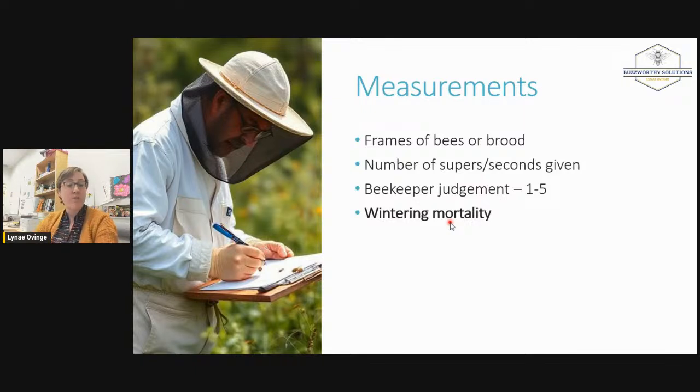Measurements. So frames of bees or frames of brood. This is one that us researchers use all the time. And this is one lots of times you beekeepers are instinctively using anyway. Okay. Another measurement you can use is the number of supers or seconds given. So when I worked at commercial beekeeping, when we were doing queen checking in the spring, say I was queen checking singles, all the good singles would get a second. The rest didn't, so that we knew we needed to check them next time.